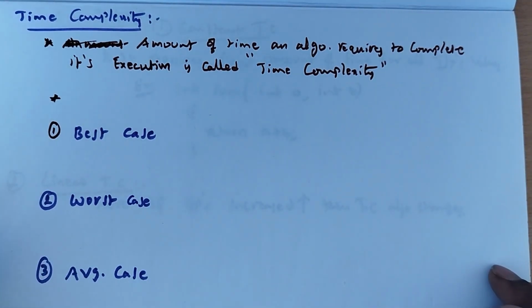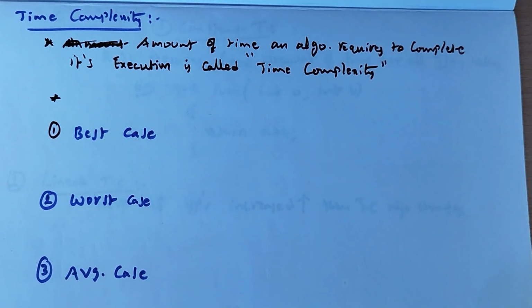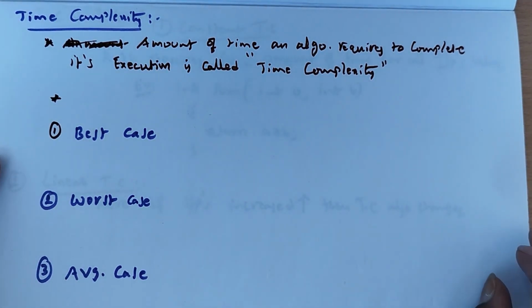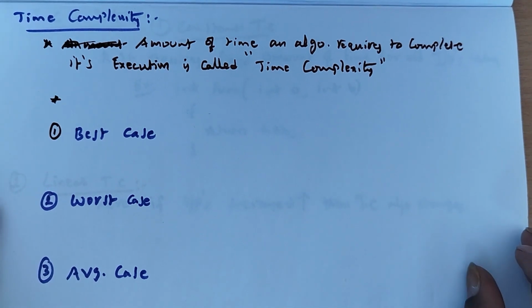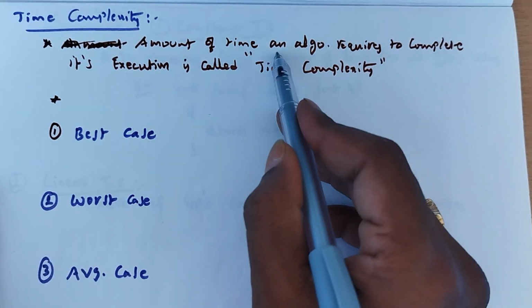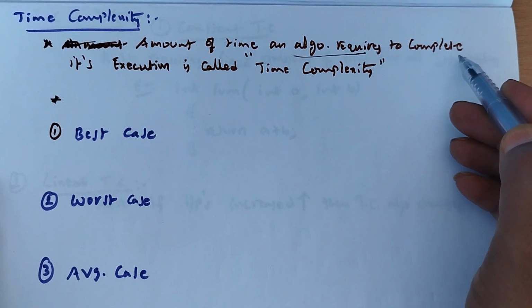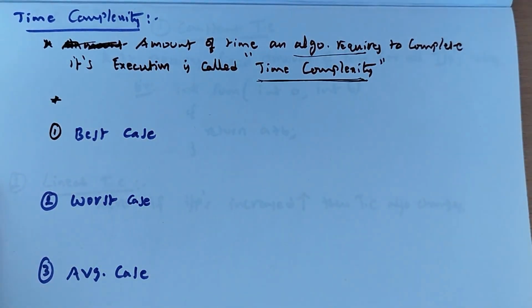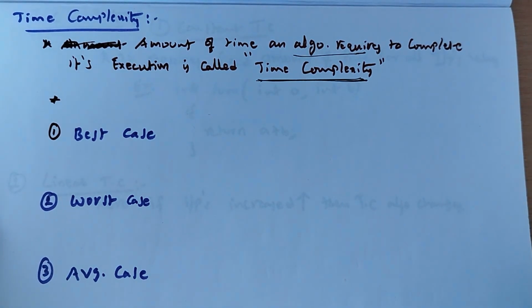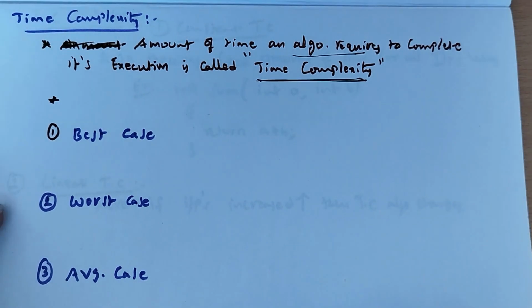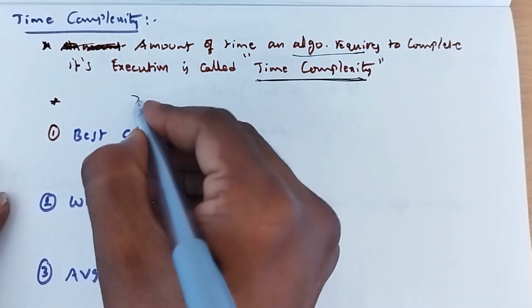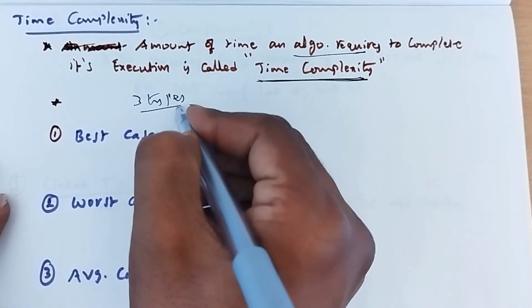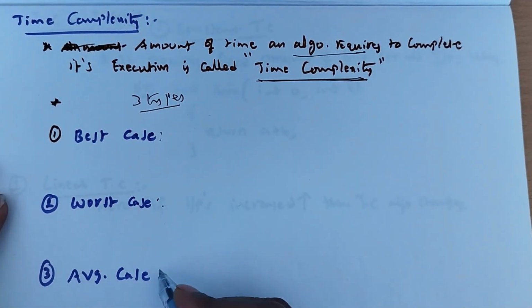What is time complexity? Time complexity is nothing but the amount of time an algorithm requires to complete its execution. Suppose you are executing a problem or an algorithm, how much time is required? That is called time complexity. Generally, time complexities are of three types: best case, worst case, and average case.